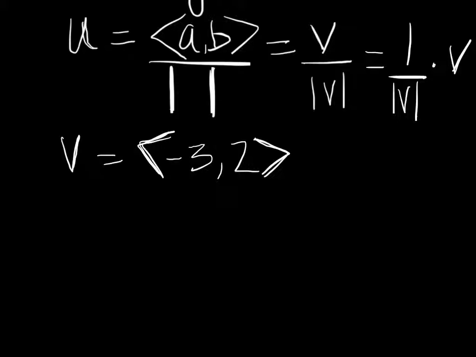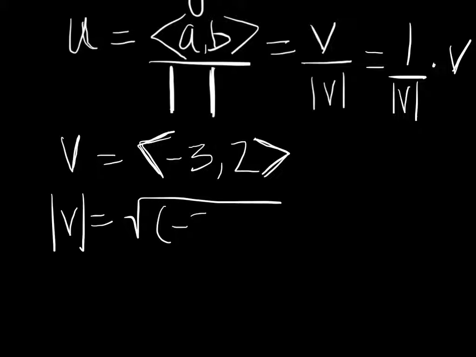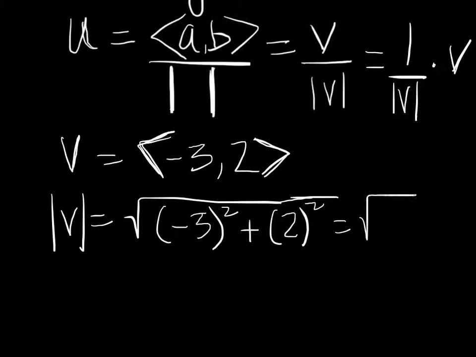The first thing I want to be able to do is find the magnitude of this vector. We're going to use that lovely distance formula. But if it's already in component form, the magnitude of this is going to be the square root of your a squared plus your b squared. I was saying b, but I really should have written 2. So then this will be the square root of 9 plus 4, which equals the square root of 13. So the magnitude of this vector is the square root of 13.